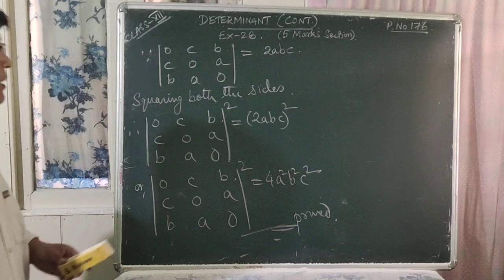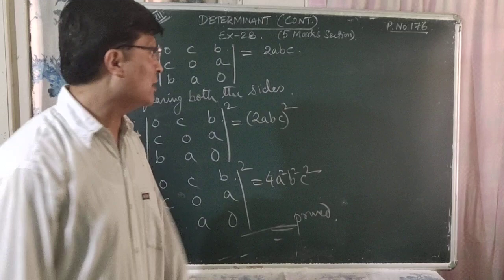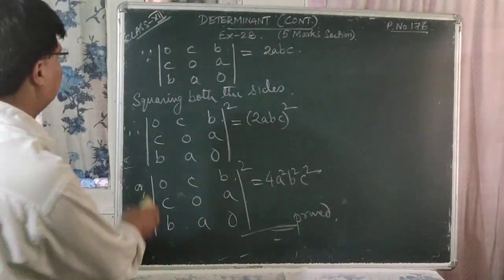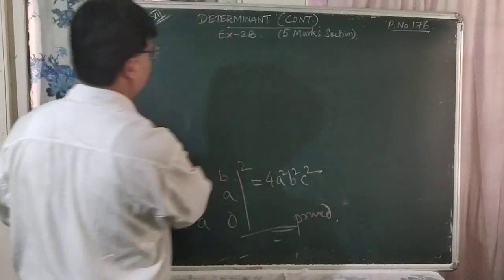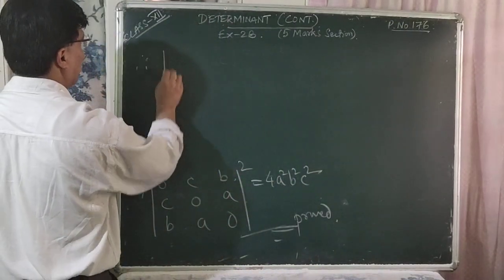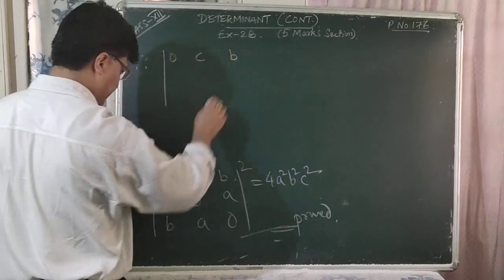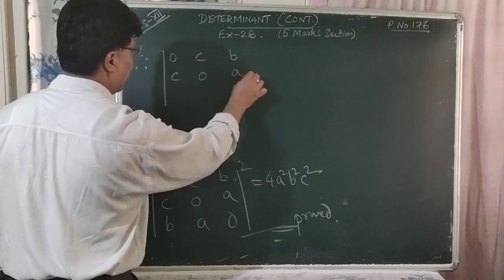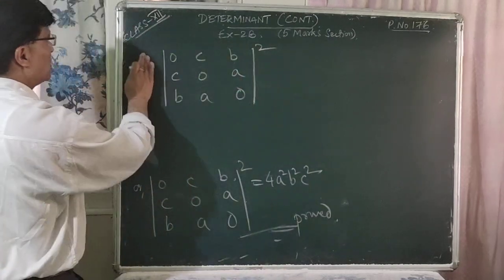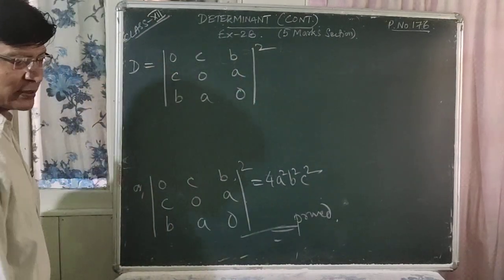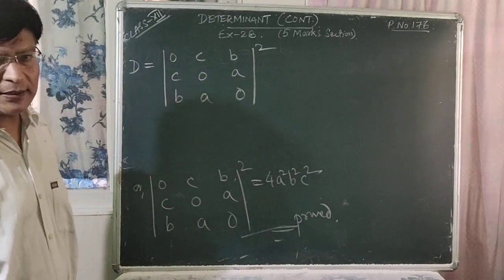Is that clear? Now we will prove first is equal to second. Right? Now let us prove first is equal to second. So now we have 0, c, b; c, 0, a; and b, a, 0 on the left hand side. Suppose this is D is equal to, right? 0, c, b first row, c, 0, a second row, b, a, 0 that is the third row.